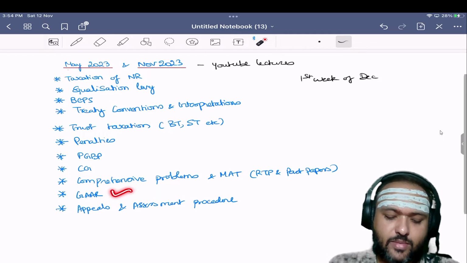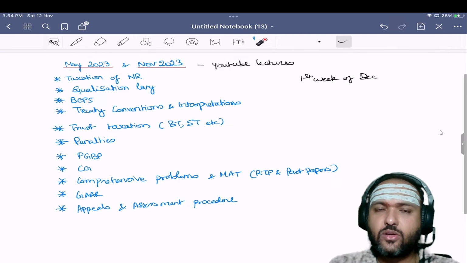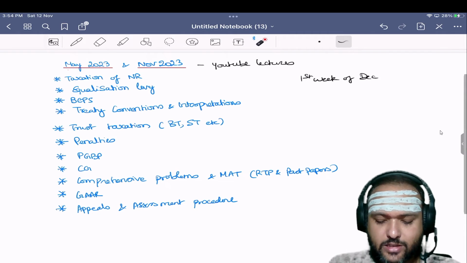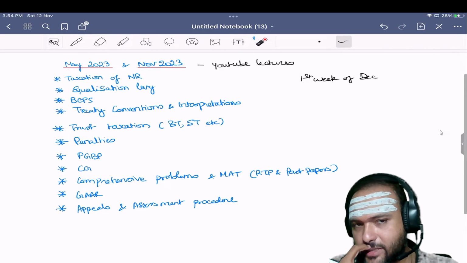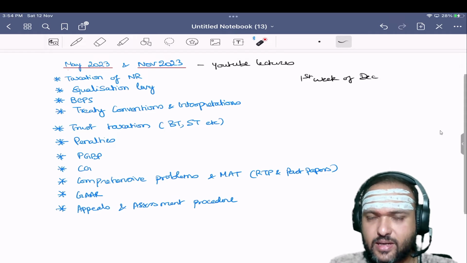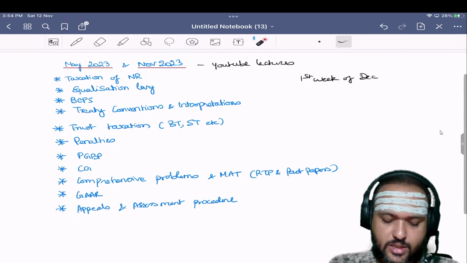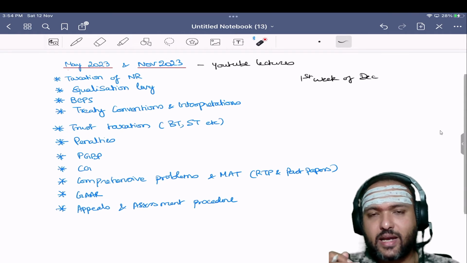Then this topic, namely your general anti-avoidance rules, is a relatively newer one. So I am trying to take that as well. And then the next topic that I will be doing will be assessment procedure and appeals. Assessment procedure, I was halfway and then there have been some amendments after that. So what I will do is I will start it afresh and I will also do appeals and revisions along with this. Now, these are the topics that I have planned.